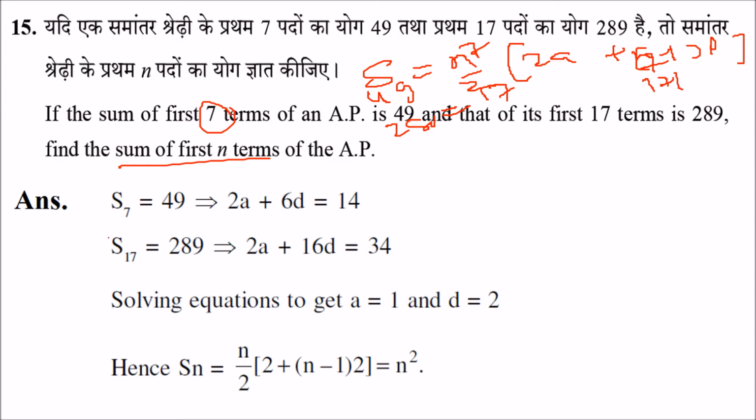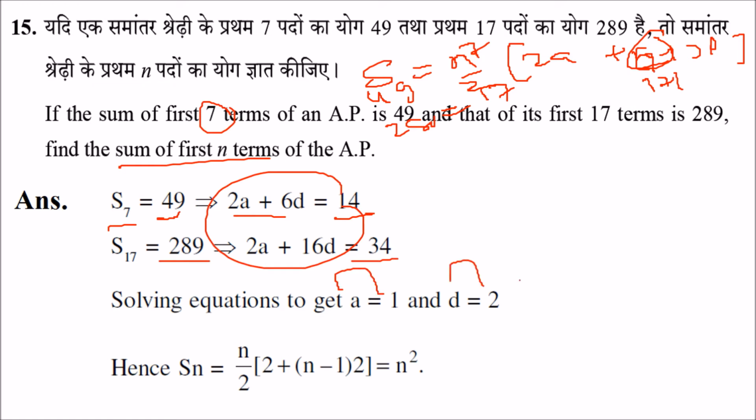So as I told you, S7 will be 49, that is 7 by 2, 2a plus 7 minus 1, that is 6d, this is equal to 49. Then 289, 2a plus 16d equal to 34. Solve this, you get a equal to 1, d equal to 2.